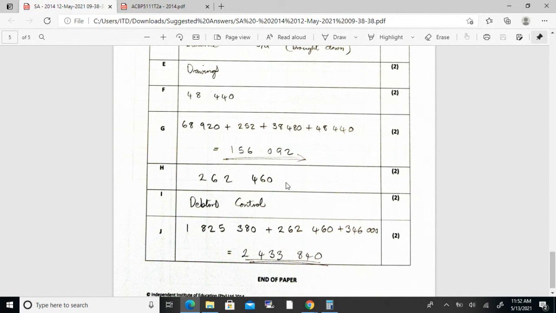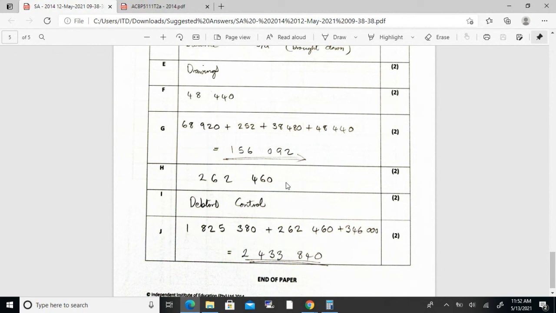Then for I, again, in the folio, you see DJ4. So that's the debtors journal that we need to be looking at. And this is the sales. So we look for it, and there you can find the amount of 346,000 under the sales column. So your contra account would then be debtors control.